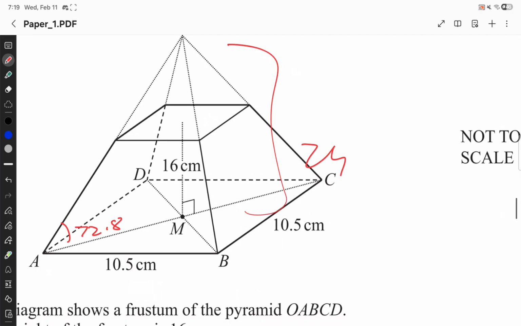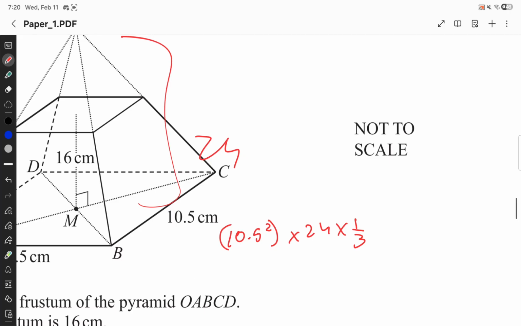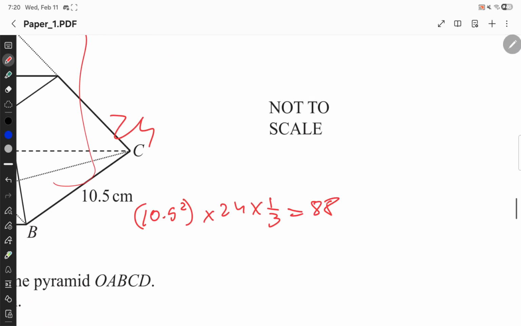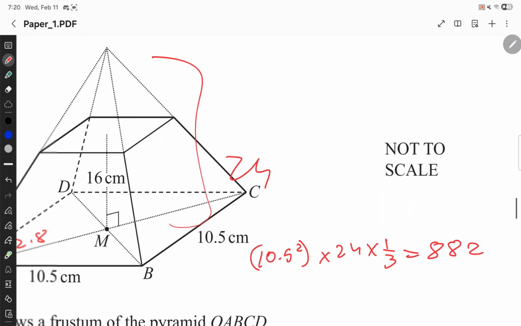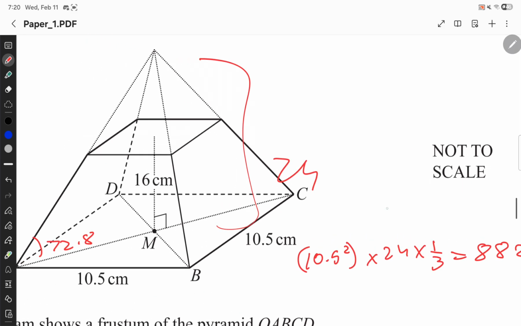Okay, so let's find the volume of the larger pyramid, which is 10.5 squared times 24 as the height times a third, because it's a pyramid. So 10.5 squared times 24 divided by 3, which is incorrect. I missed a 0. It is 882. Okay, next we need to find the volume of the small pyramid.